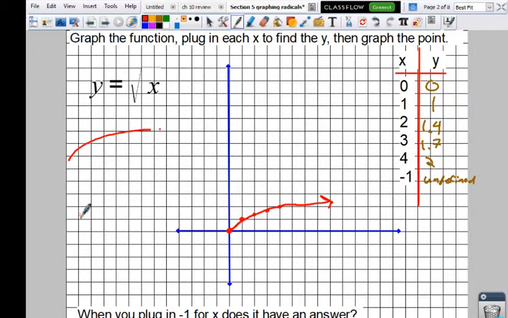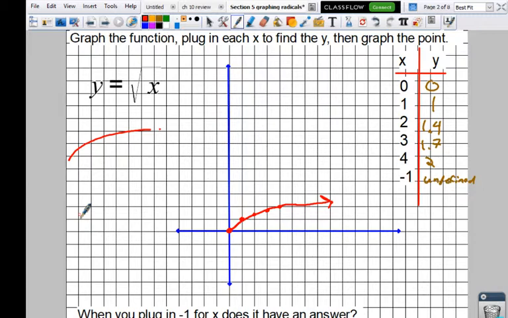Because if it's 1, 1, it'll be 1. And then 2, 1.4. Yeah, there you go. Oh, I didn't even check the graph. I should have done that first. 1.7. A little lower. Yeah, right there. You got it. There's so many dots on the graph. Not bad.